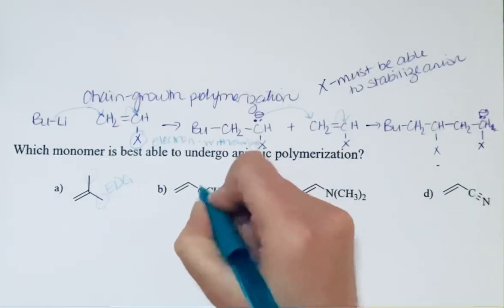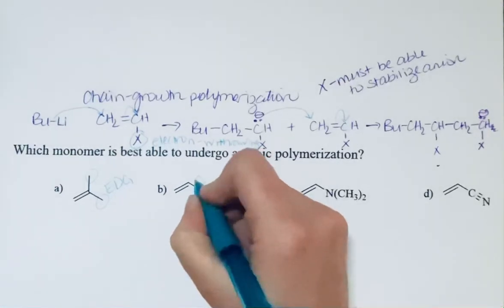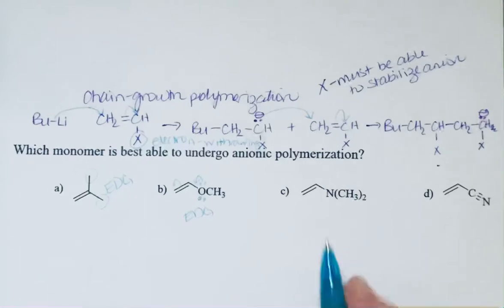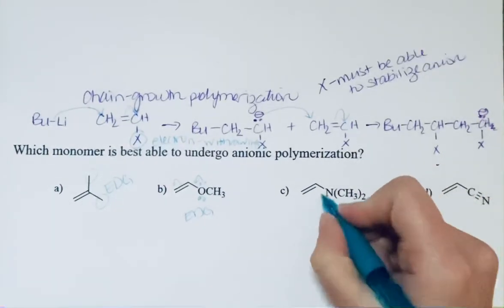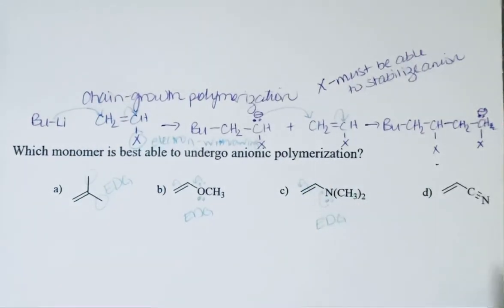If we look at B, we've got these lone pairs of electrons on oxygen that can also be electron donating. So that's also not what we're looking for. We get to C. This nitrogen also has a lone pair of electrons, so this is also an electron donating group. And finally, we get to our last option.